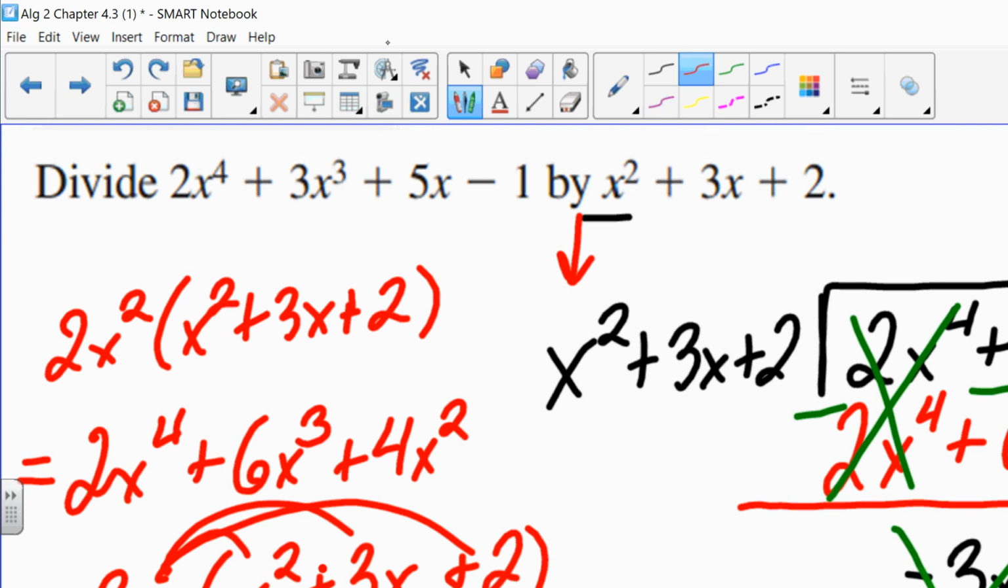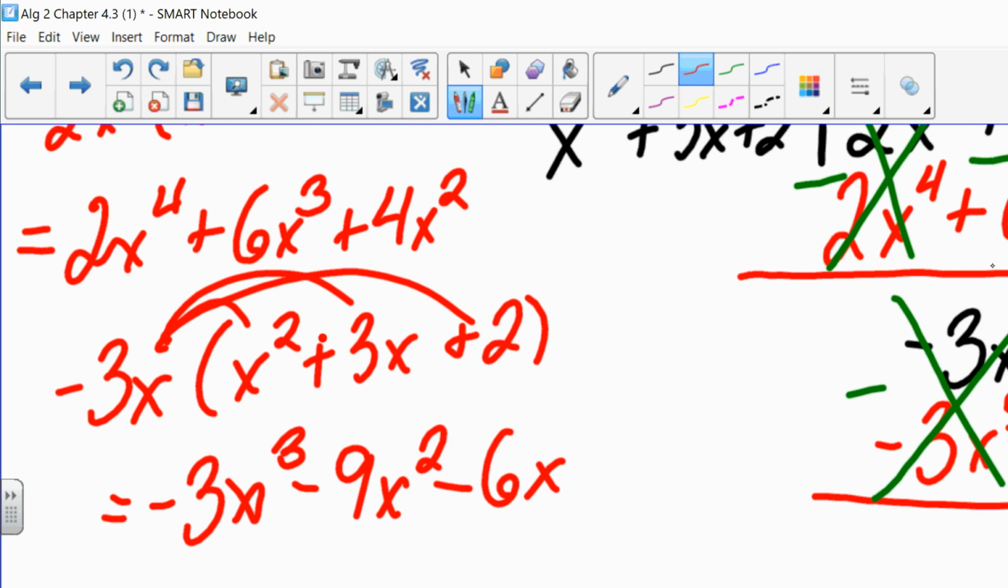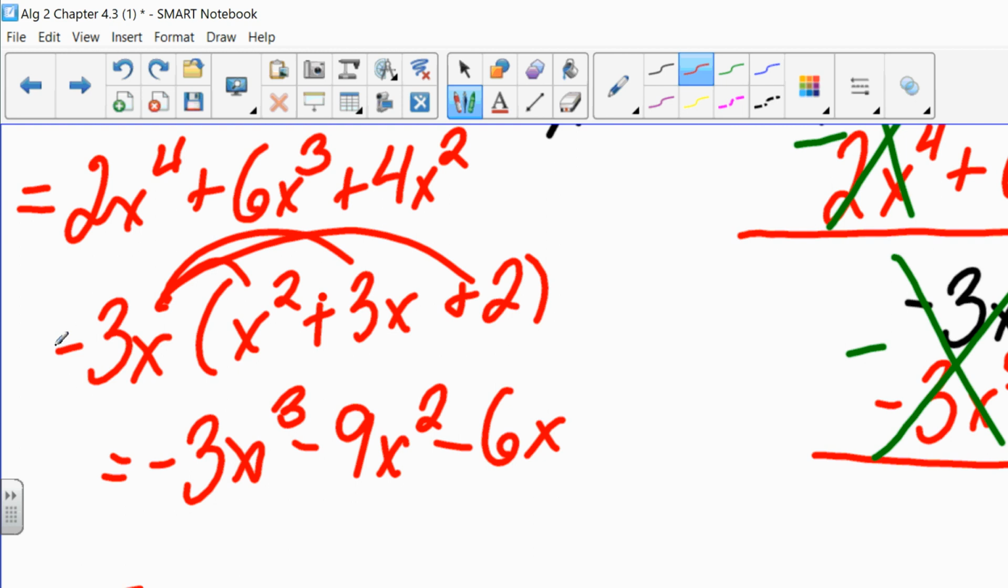So lastly, we need to see what times x squared gives us 5x squared. Should be plus 5. We're going to do 5 times x squared plus 3x plus 2. Well, 5 times x squared is 5x squared, plus 5 times 3x is 15x, and 5 times 2 is 10. So we have 5x squared plus 15x plus 10.